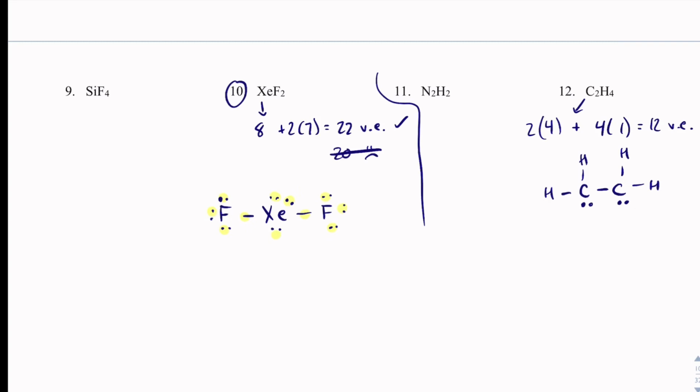Now we're going to count 2, 4, 6, 8, 10, 12, 14. We have too many valence electrons, so we'll erase a pair, and add a double bond between, oops, did not get that second one erased. Add a double bond between the 2. Now when we count, we get 2, 4, 6, 8, 10, 12. We are good. That is C2H4.